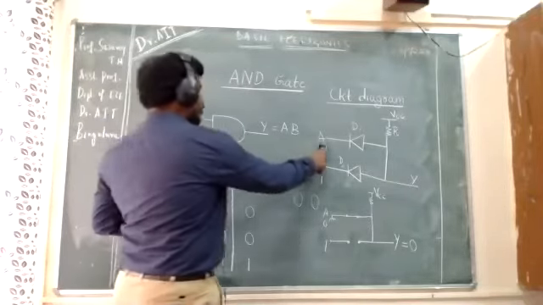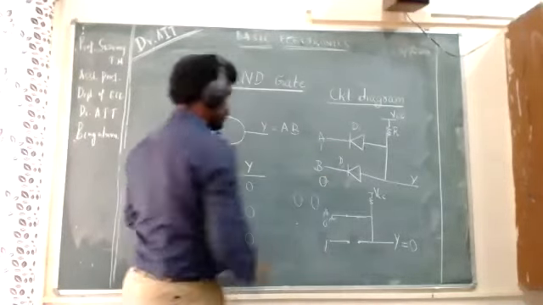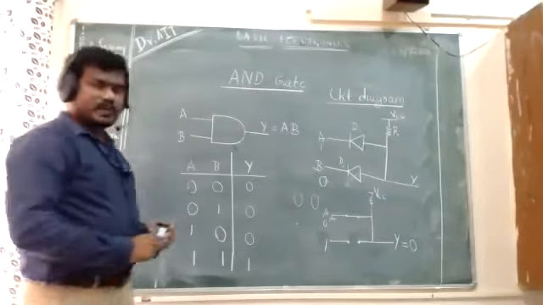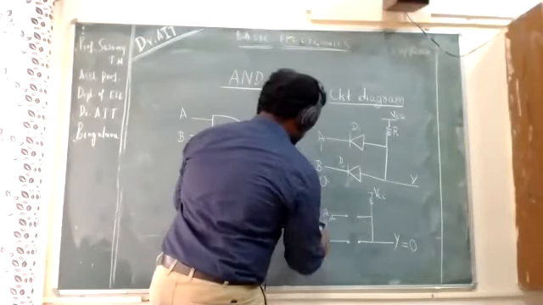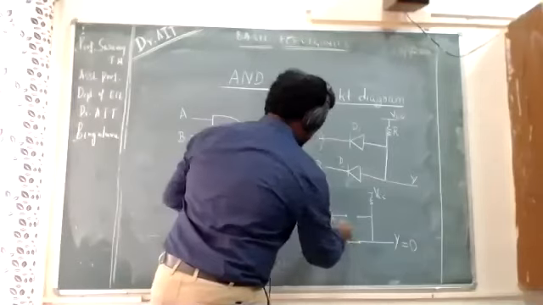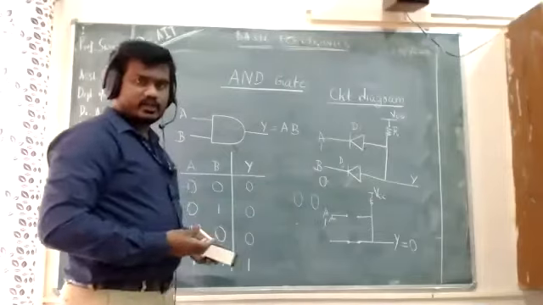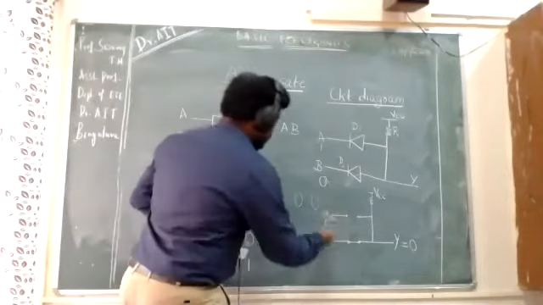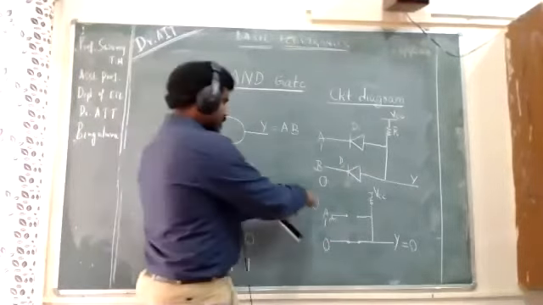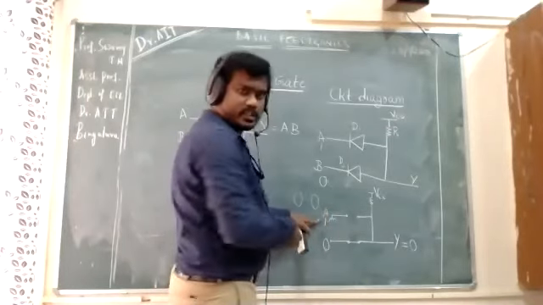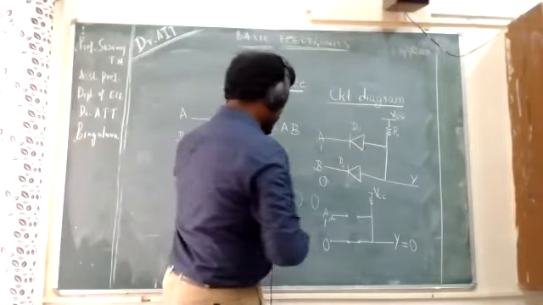The next case is when A is 1 and B is equal to 0. What will happen? A is equal to 1 means this is open circuited, and B is equal to 0 means this is short circuited. You know why it is open circuited and why it is short circuited, as we discussed in the initial classes. We are not considering A is equal to 1 because the circuit is broken, and we consider only this, so the output is equal to 0.